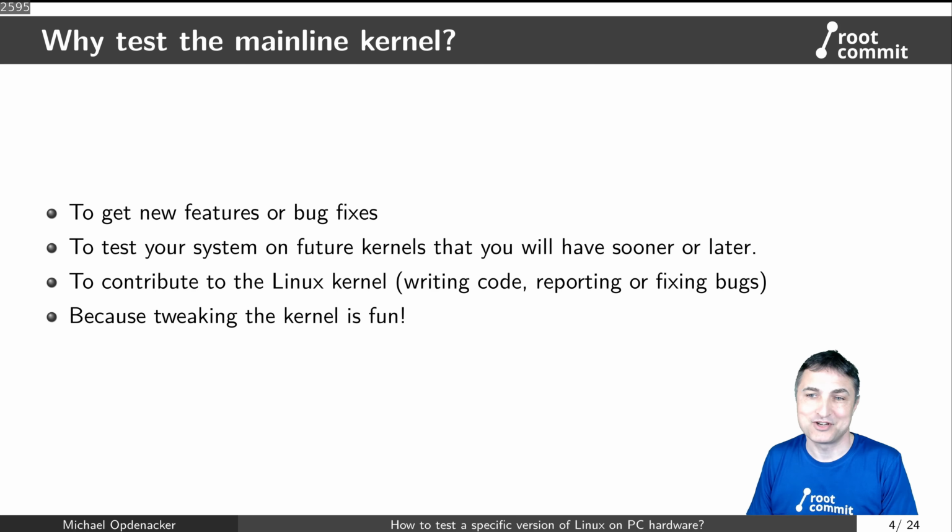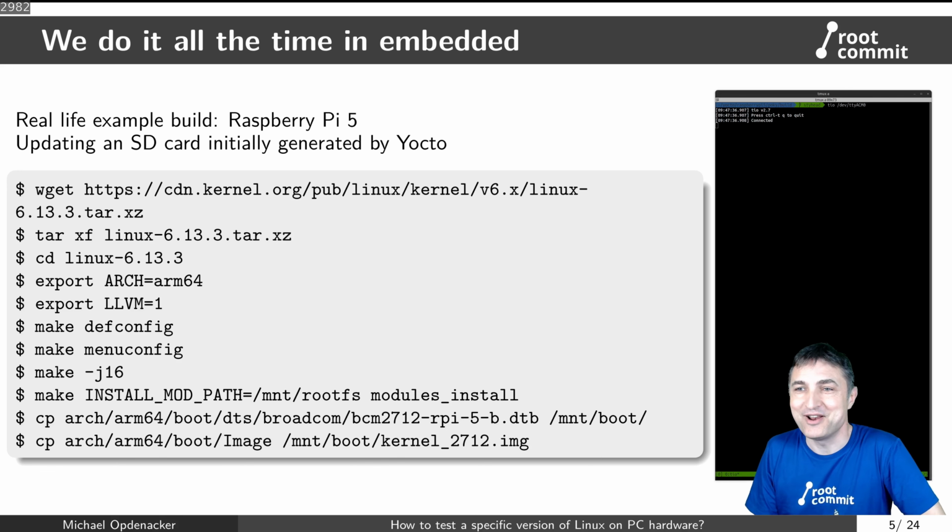Too many people are impressed by the Linux kernel, but it's actually a standalone program that's simpler compared to some of the very complex user space stacks you can find. At least I find user space impressive sometimes. Actually, we recompile our kernel all the time on embedded. Here is, for example, a real-life build on Raspberry Pi 5. Here, I'm manually updating the kernel on an SD card that was initially generated by the Yocto tool that many people use in embedded. So basically, here are the steps.